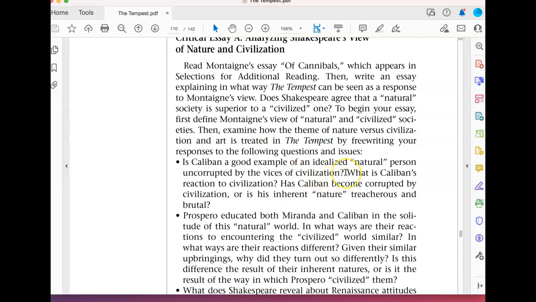What is Caliban? Is he naturally that way, or is he made that way? And what is his reaction to civilization? Civilization for Caliban means Prospero and Miranda. When I think of that, this is what I'd like you to do, or they ask, how has he become corrupted by civilization? Or isn't his inherent nature treacherous and brutal?